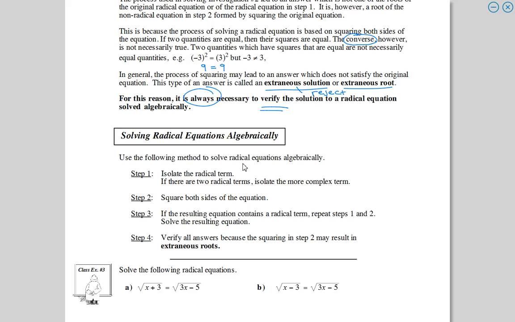Here are the steps for solving radicals. Step 1, isolate. Then square. Then solve. And then verify. So you isolate the radical, square both sides, solve the remaining equation, and then you verify, checking for extraneous roots.